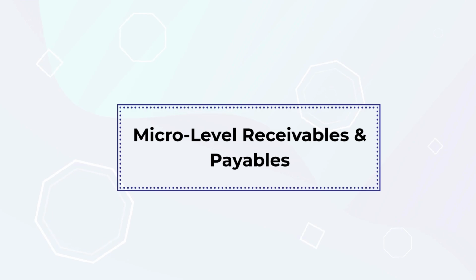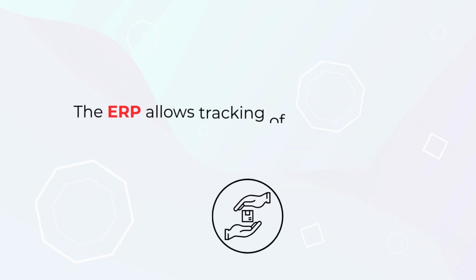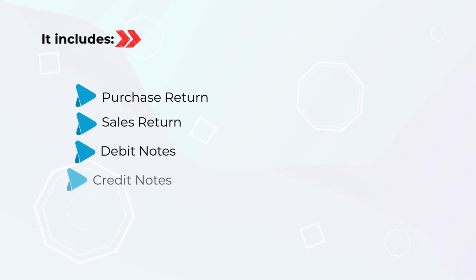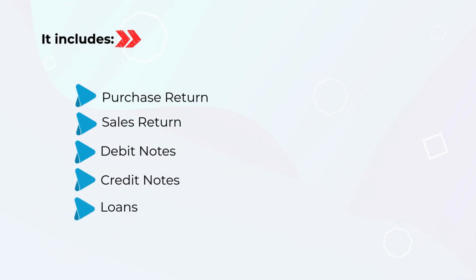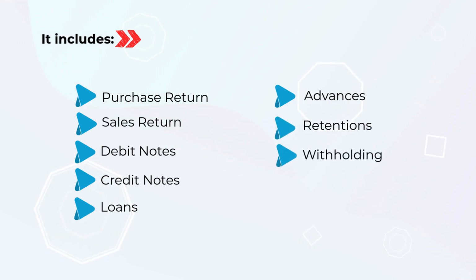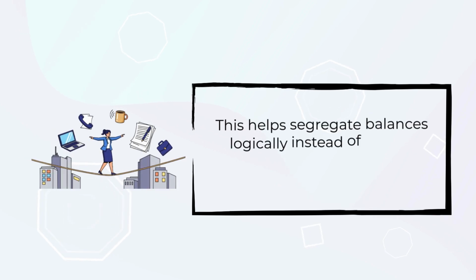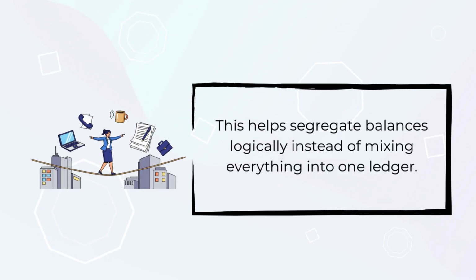Micro-level receivables and payables. The ERP allows tracking of receivables and payables at a very detailed level, not just for sales or purchase. It includes purchase return, sales return, debit notes, credit notes, loans, advances, retentions, withholding, chargeable issues, and more. This helps segregate balances logically instead of mixing everything into one ledger.